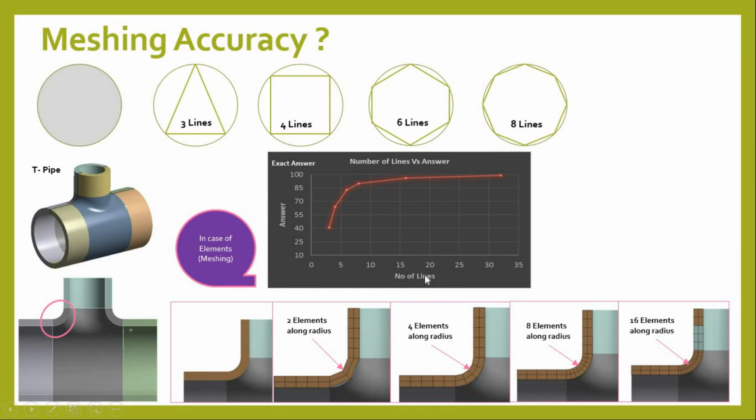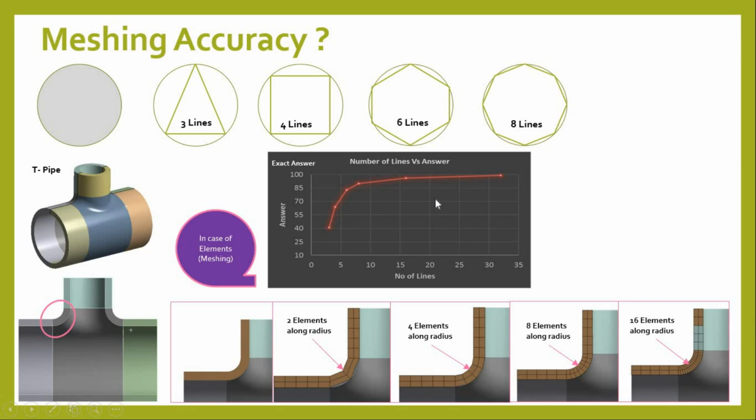The horizontal line shows the number of lines or elements, and the vertical line shows the answer. When we increase the number of lines, it will give more accurate results, like 100. Suppose you put more than 30, it will give a 100% accurate result. But if you put between 20 to 25, it will also give 95% accurate results. At the same time, it will reduce the time to get the mesh done.